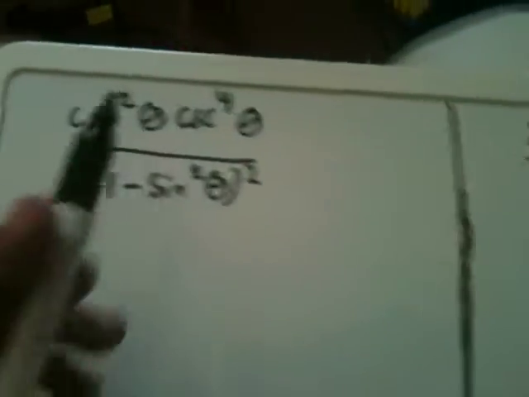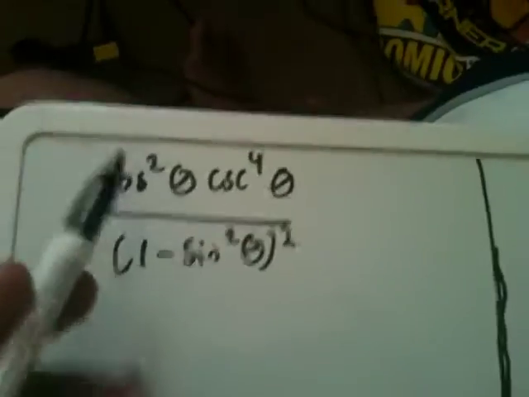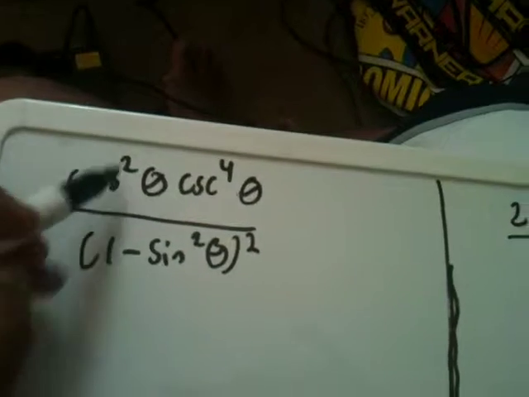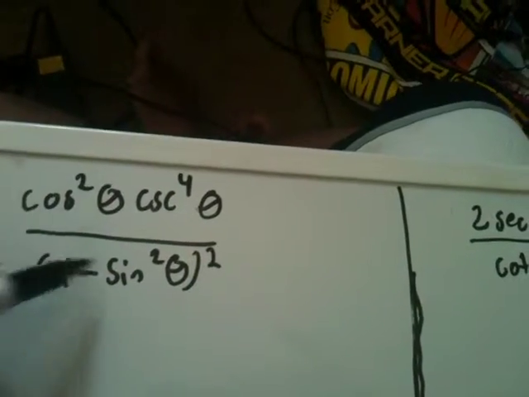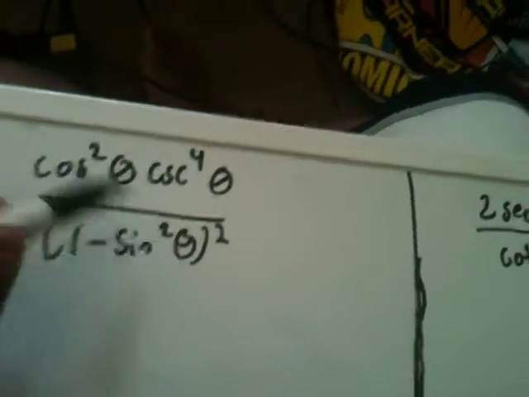So, let's work with this one first. It looks really daunting, kind of. Cosine squared of theta times cosecant to the fourth of theta all over the quantity 1 minus sine squared of theta, that squared. So again, what pops out?